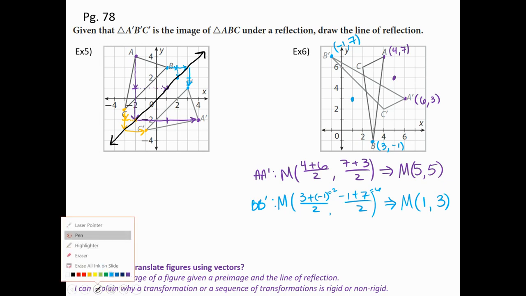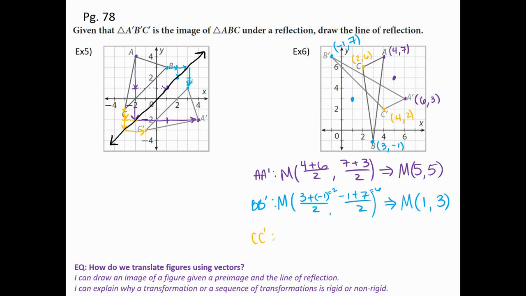Then our last one, in orange, we're going to go C to C prime. I need those ordered pairs. C is at 2, 6. C prime is at 4, 2. So here we go, C to C prime, looking for the midpoint. I would do C's x value, 2, plus C prime's x value, 4. I'm going to add those up, divide by 2, and then the same for the y's. Let's see what we get for our midpoint.